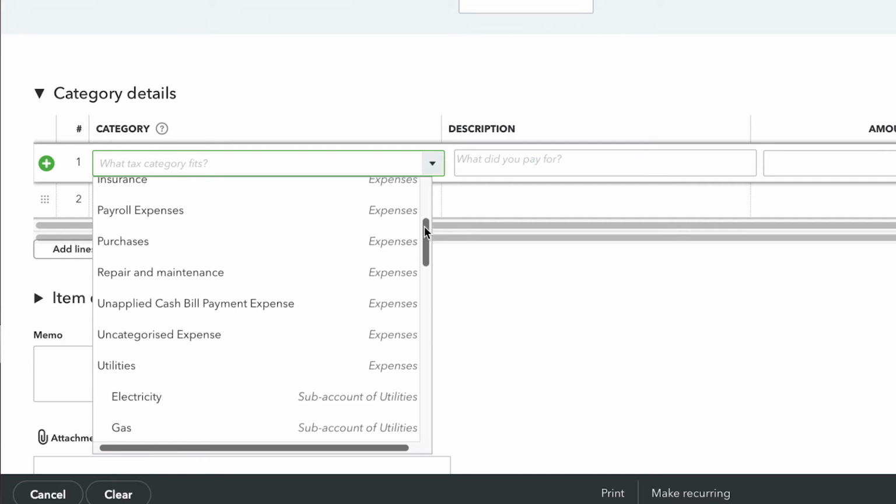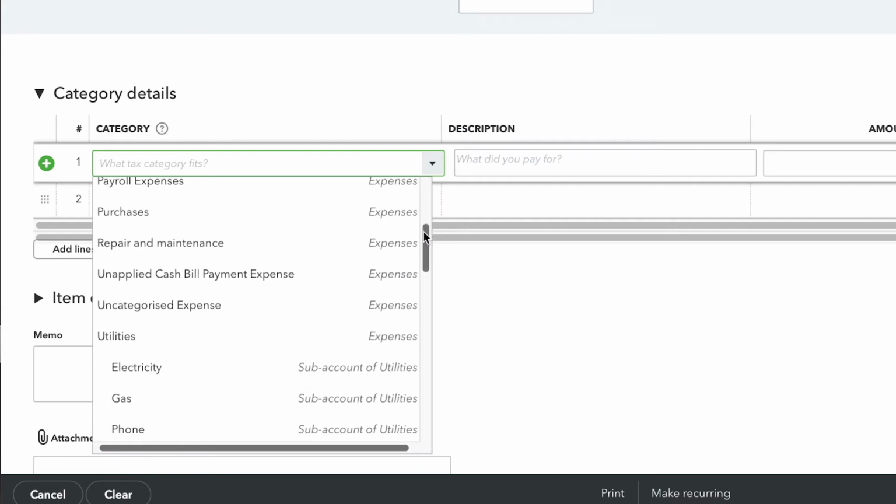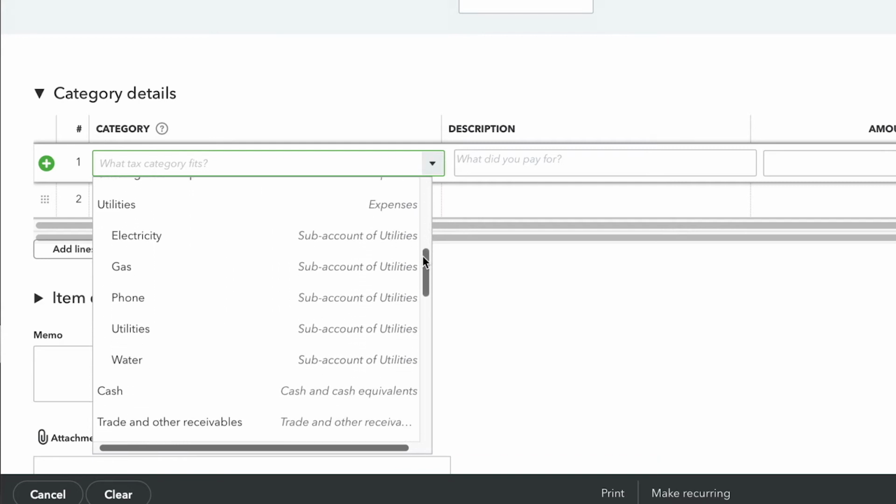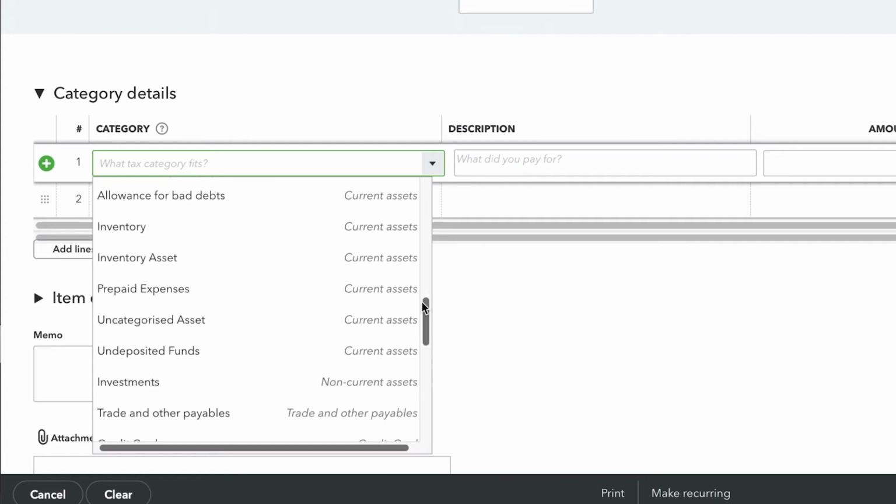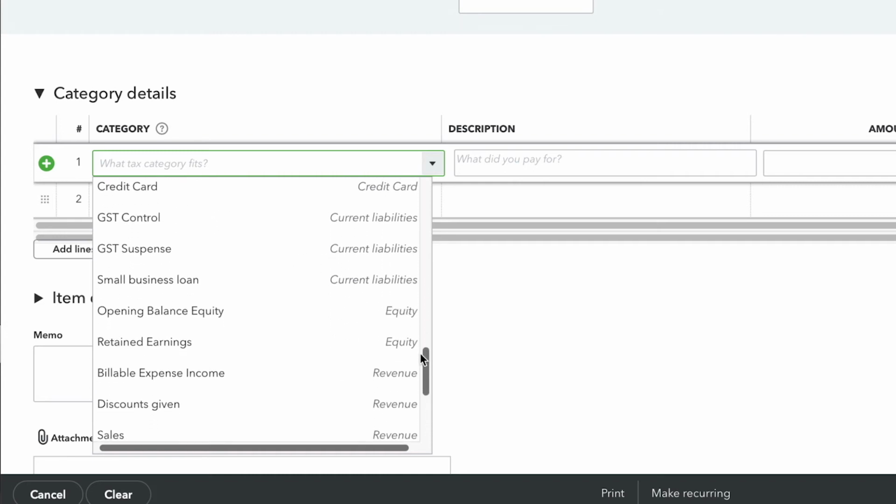Anytime you want to see something singled out on a profit and loss statement, make sure that it has its own expense account. But it's also important to note that sometimes you spend money on things other than expenses. Sometimes you make larger purchases and actually buy assets.